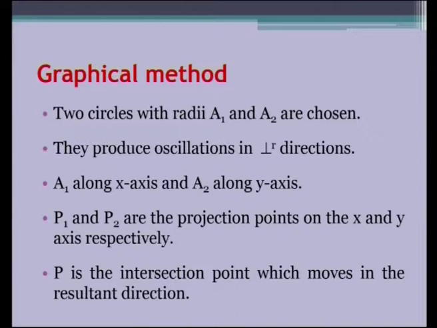Two circles with radii A1 and A2 are to be chosen. They produce oscillations in the perpendicular directions, maybe x and y. A1 along x axis, A2 along y axis. P1 and P2 are the projection points on x and y axis respectively, and P is the intersection point which moves in the resultant direction.